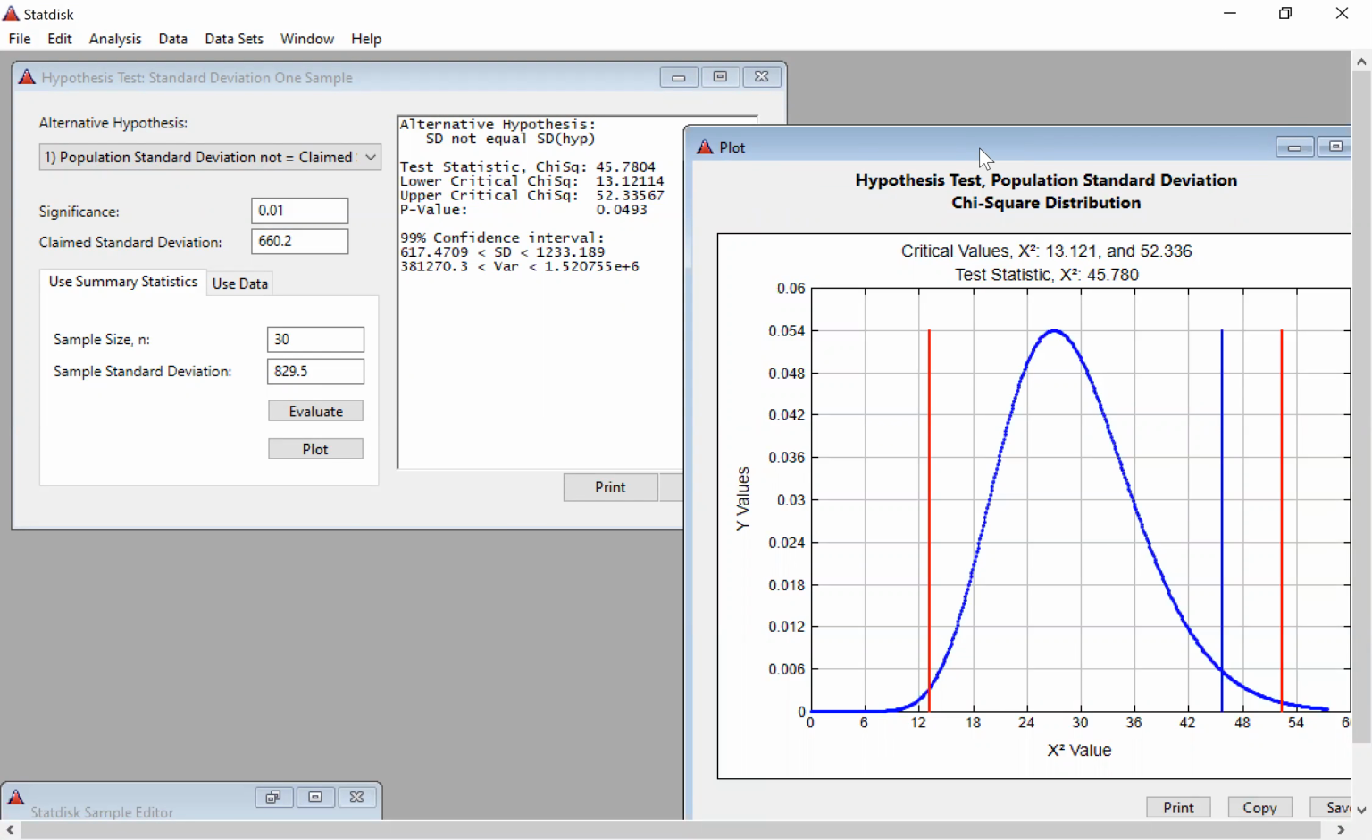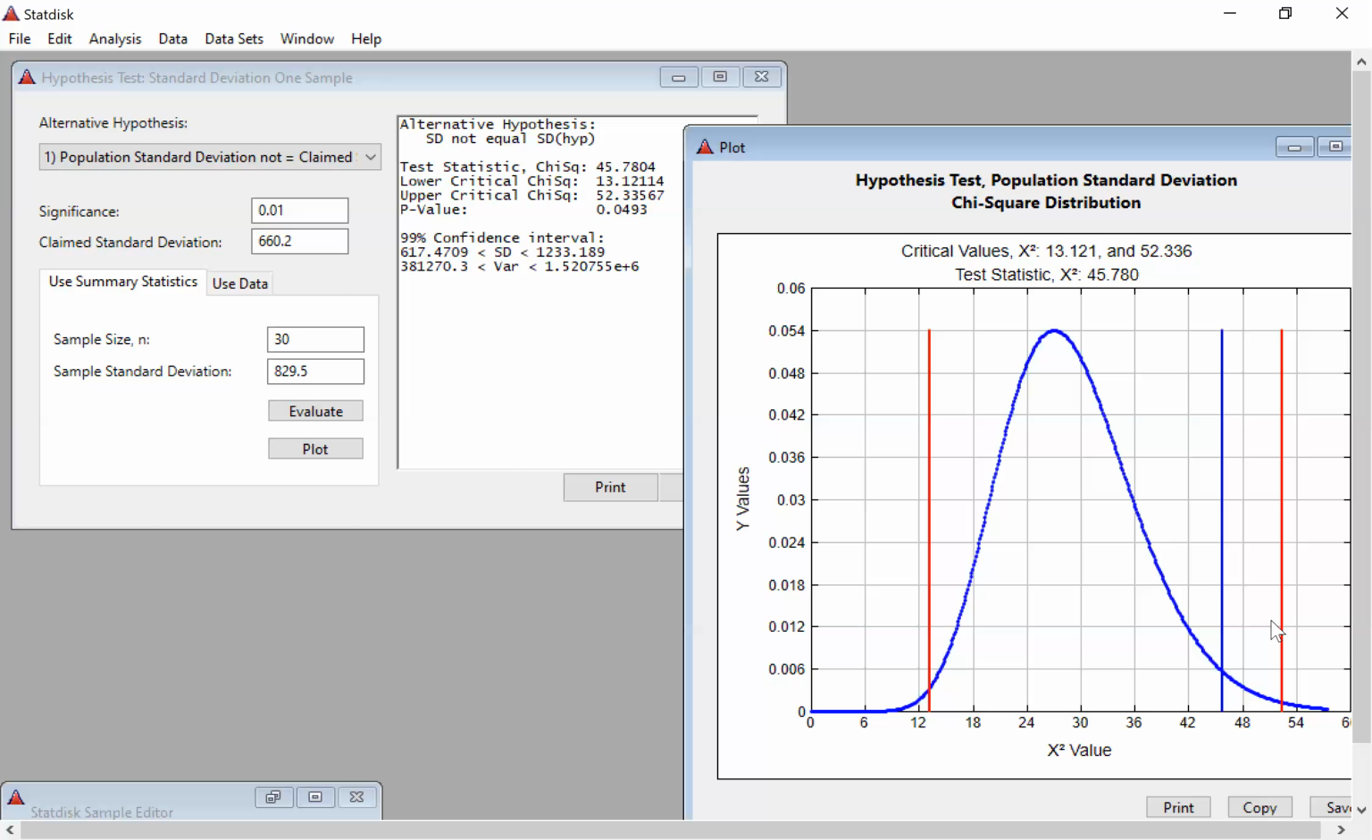So this was a two-tailed test. We see our red vertical lines in the plot, which are our critical values. If we were to fall in either of those tails, our result would be significantly high or low, far enough away from what we would expect if the true standard deviation was that 660.2. And it turns out that our test statistic falls in between them. It's not far enough away.